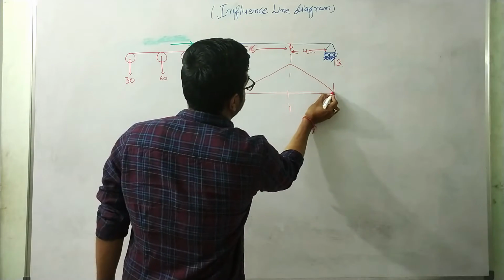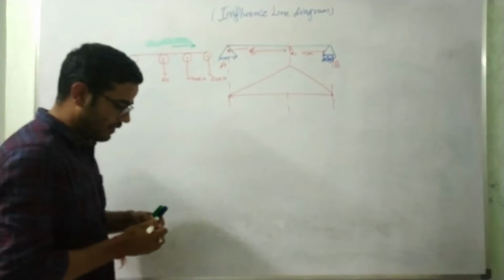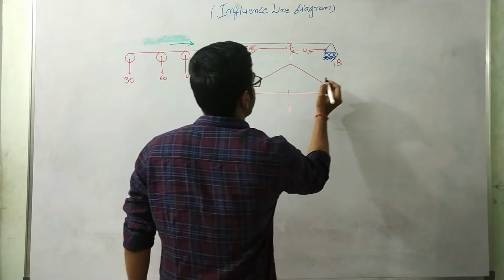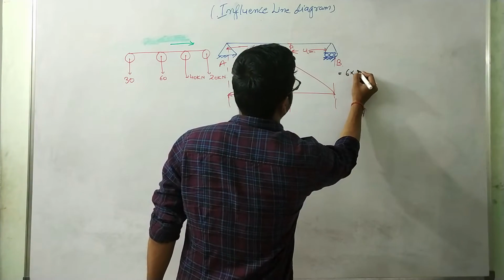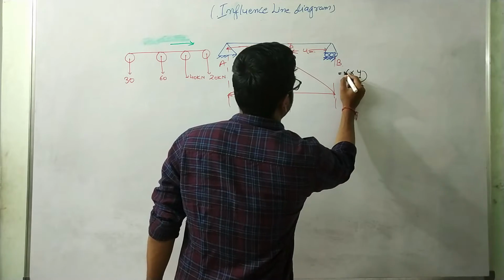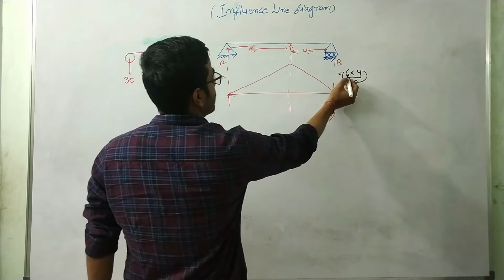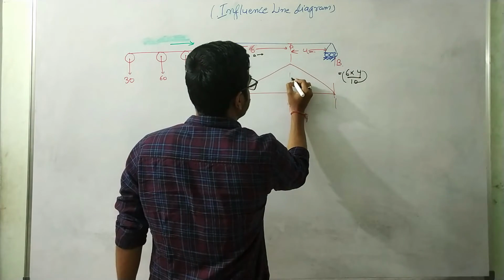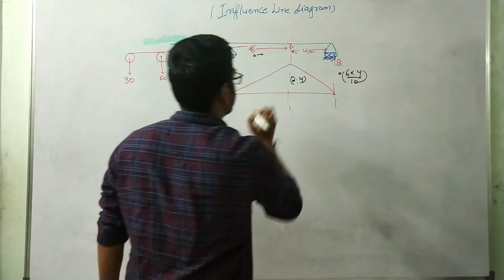The maximum ordinate at P when the unit load traverses this beam is AB by L, which is 6 into 4 upon L. L is the total length of the beam, 6 is this A portion, and 4 is this B portion. So this is 2.4.